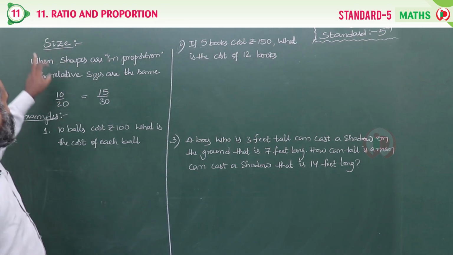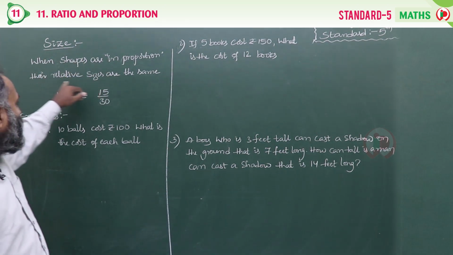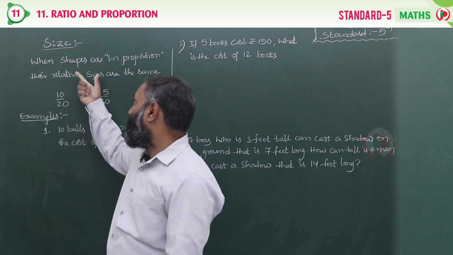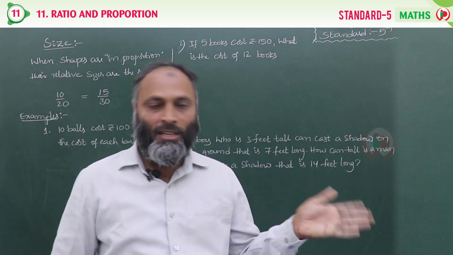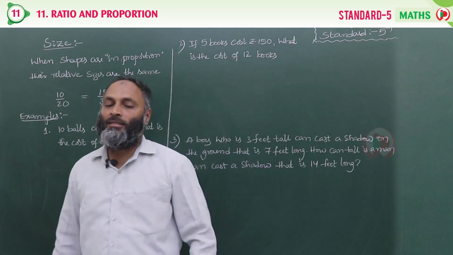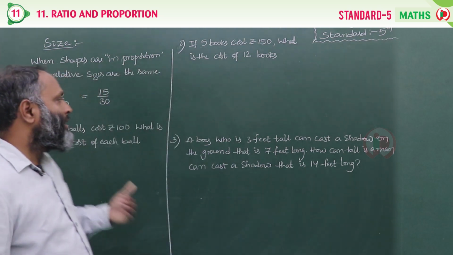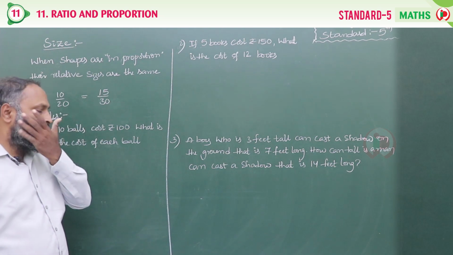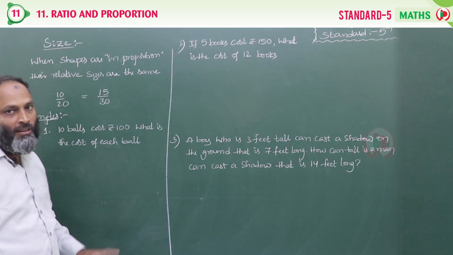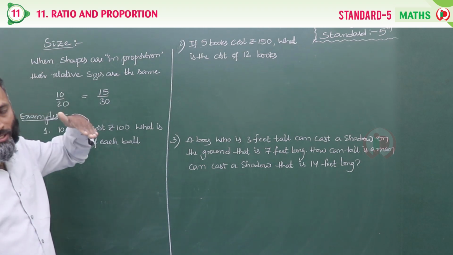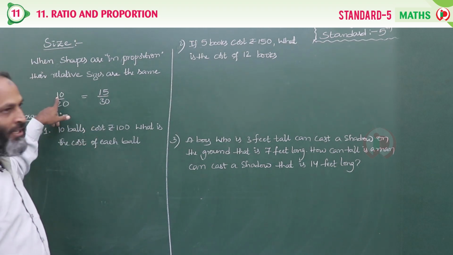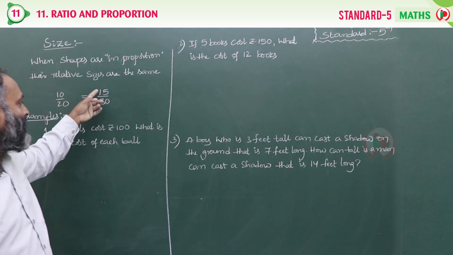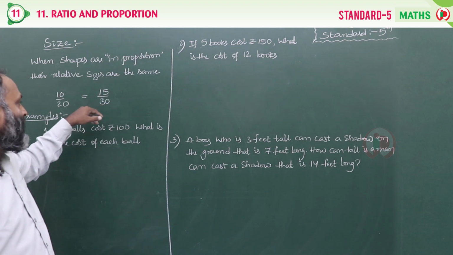Now students, see here. When the shapes are in proportion, the relative sizes are the same. If the shapes are the same, then the relative sizes are also in proportion. How is it? In the example in your textbook, two dogs were given. For one dog, the face length is 10 meters and the dog's length is 20. For another dog, the face length is 15 and the total length is 30.